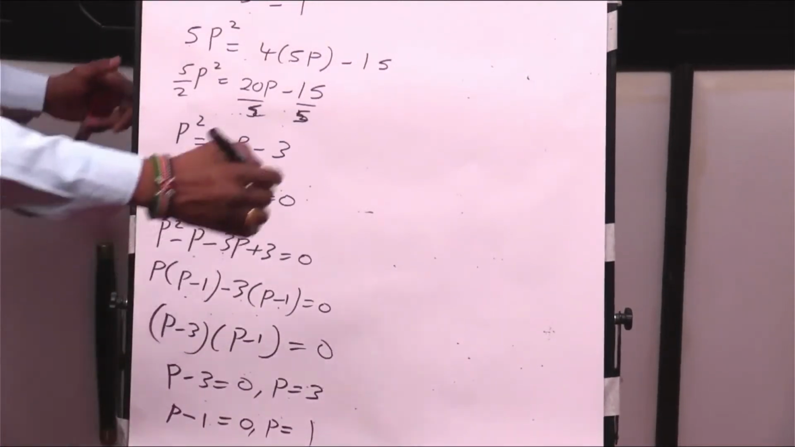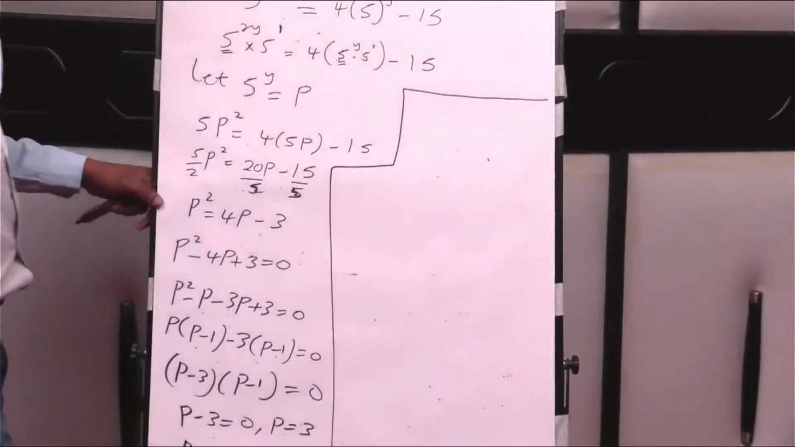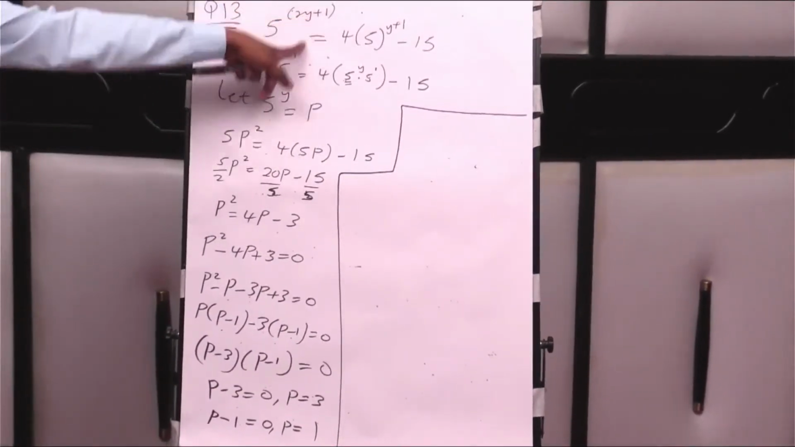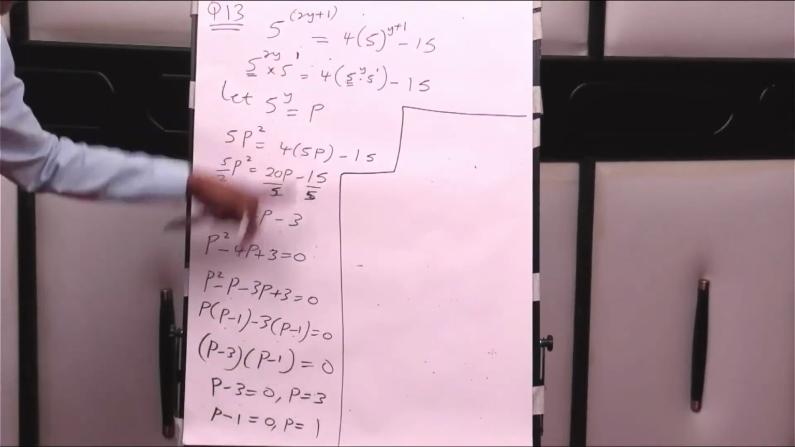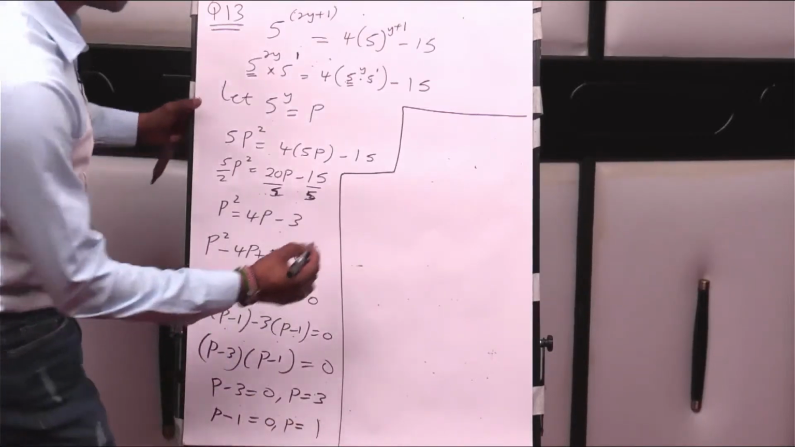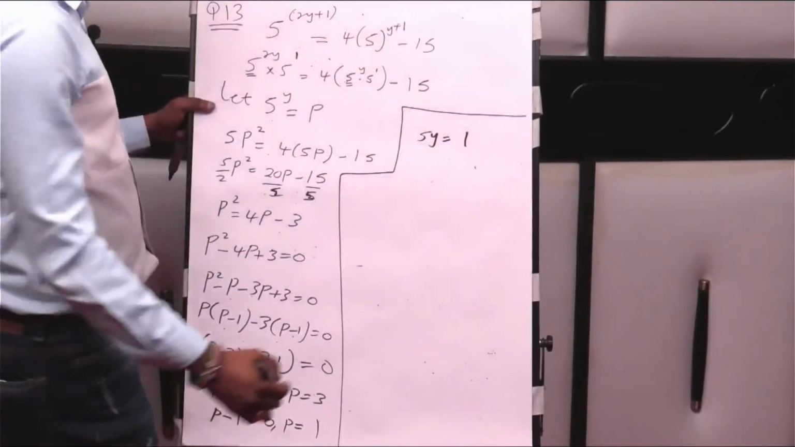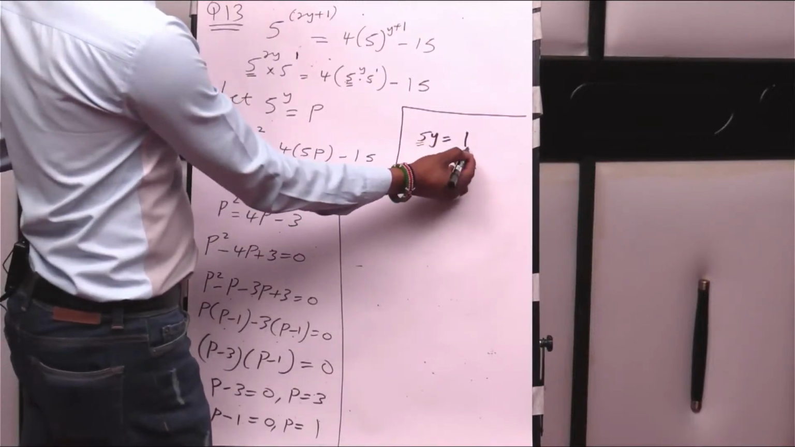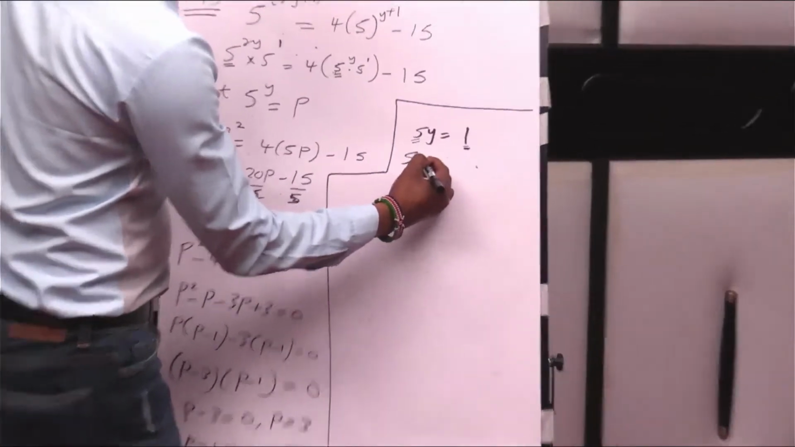From here, class, we are not done yet, so be attentive. When p is 1, what is the value of y? Because we are interested in the value of y. So come and replace p. We will have two values of y. So when p is 1, let's start with that. So 5 to the power y equals p, which is 1. Any number raised to power 0 is 1. So if this is 5, we can decide to make this to base of 5.